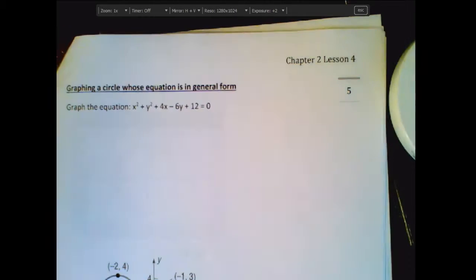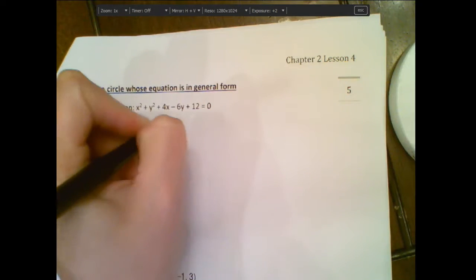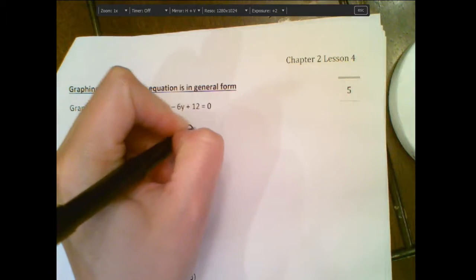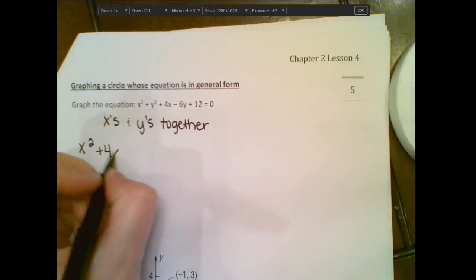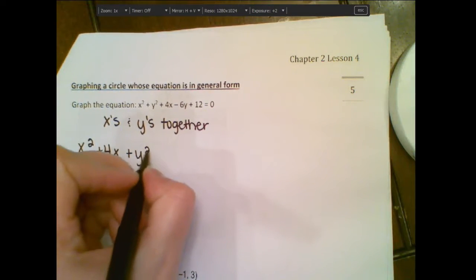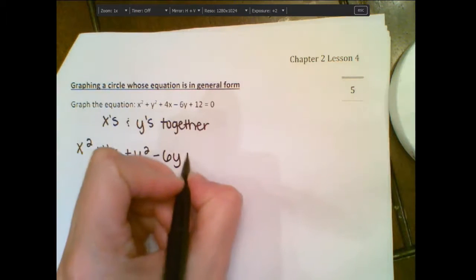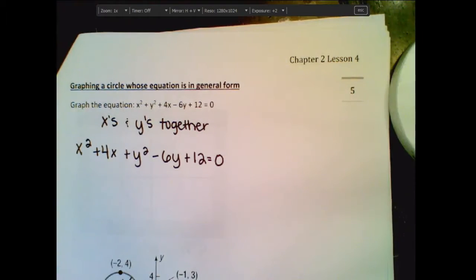In order to be able to graph this, one of the things we're going to need to do is put our x's and our y's together. So I'm going to have to rewrite this, rearrange this. Okay, so I'm going to have x squared plus 4x plus y squared minus 6y plus 12 equals 0. So you kind of see I put my x's together and my y's together. I combined or put them near each other.